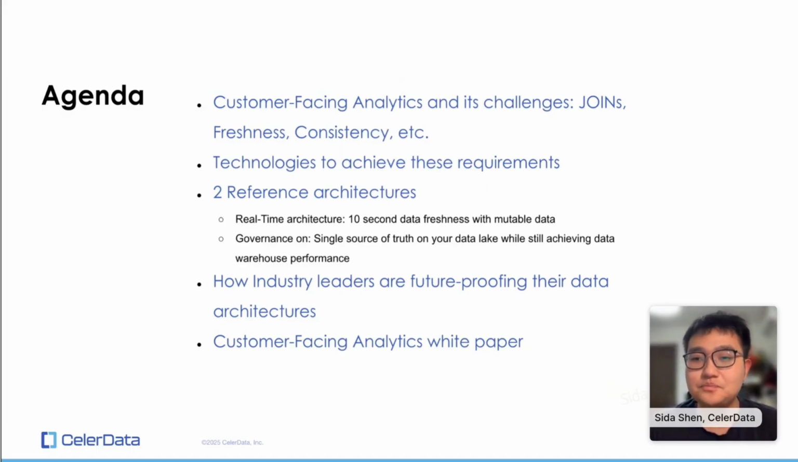And then we're going to have a sneak peek into two reference architectures. The first one really focuses on real time, on data freshness. It will help you get 10-second data freshness, even with mutable data, directly on columnar storage without sacrificing your query performance. And the second architecture really focuses on data governance, right? So it will enable you to have a single source of truth on your data lake in open formats such as Apache Iceberg managed Parquet files, while still achieving data warehouse-like query performance.